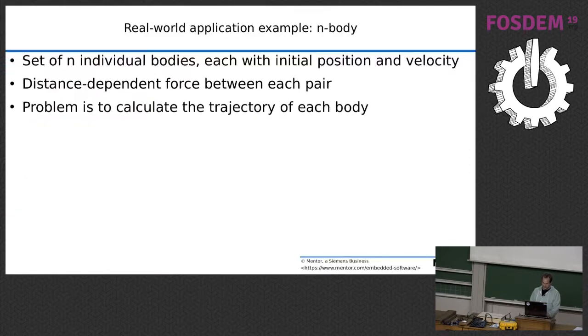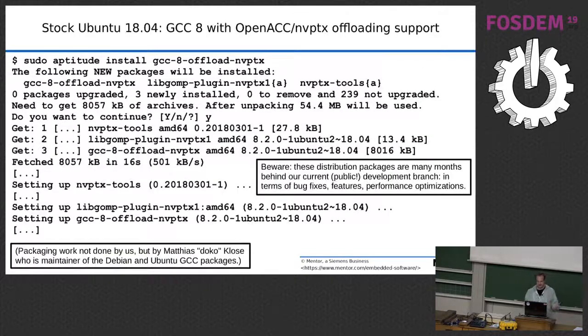And there's one slide missing before I show the demo. I'm showing this with the GCC 8 compiler as shipped by Ubuntu 18.04, so roughly 1 year old. Is the maintainer of these packages here, Matthias Klose, doko? No? He wanted to see that. So he has done the packaging of that GCC stuff. So that's available in your Debian Ubuntu packages.